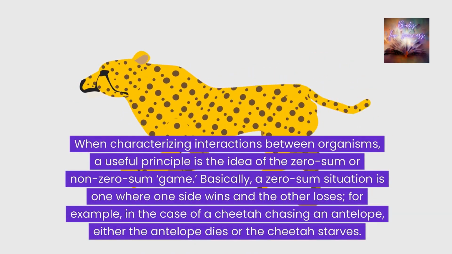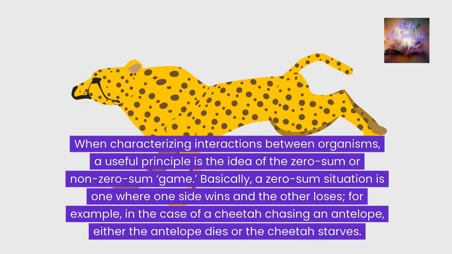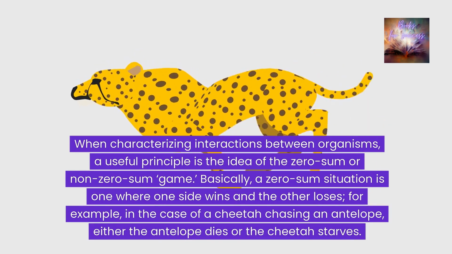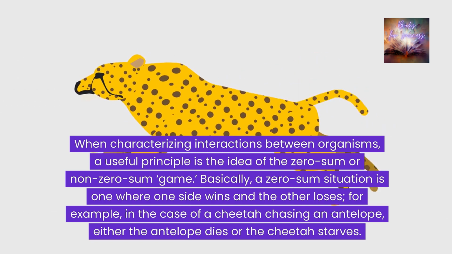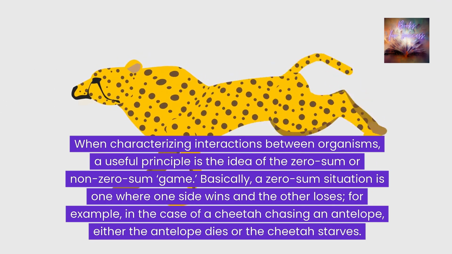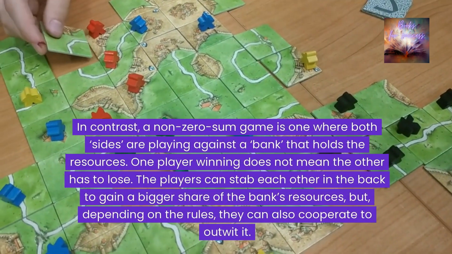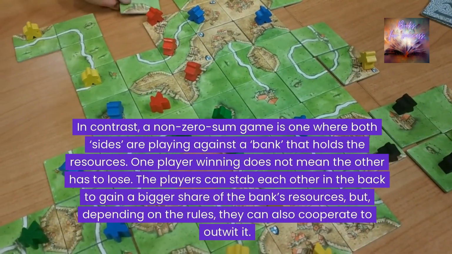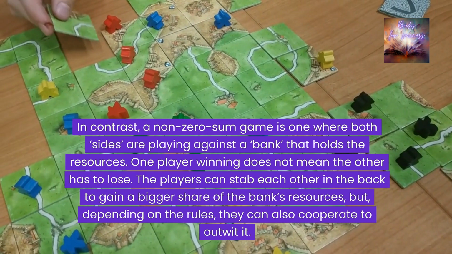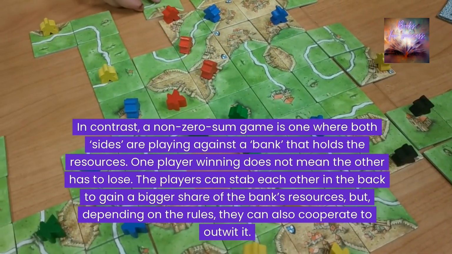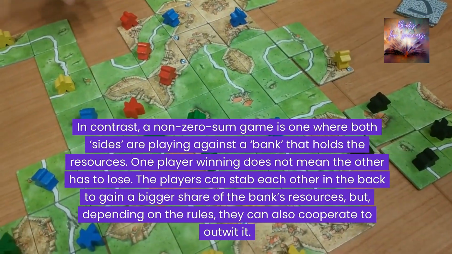When characterizing interactions between organisms, a useful principle is the idea of the zero-sum or non-zero-sum game. Basically, a zero-sum situation is one where one side wins and the other loses. For example, in the case of a cheetah chasing an antelope, either the antelope dies or the cheetah starves. In contrast, a non-zero-sum game is one where both sides are playing against a bank that holds the resources. One player winning does not mean the other has to lose. The players can stab each other in the back to gain a bigger share of the bank's resources, but, depending on the rules, they can also cooperate to outwit it.